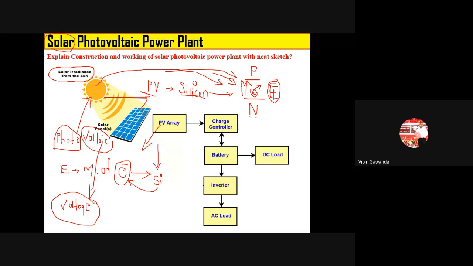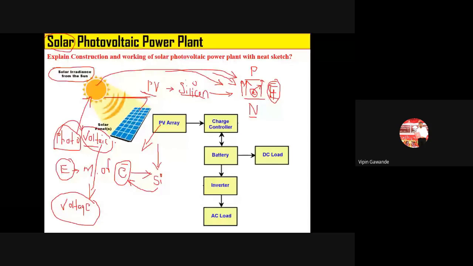So P, that means photo, is taken from the energy which is coming from the sunlight, and because of that the electron gets excited, removed from the atom, and then there is a movement of this electron. The movement of electron means what? It is generation of electricity, and because of that there is a difference in voltage, and that voltaic word comes from this. Okay, so that's why it is called a PV cell. PV cell means photovoltaic cell.